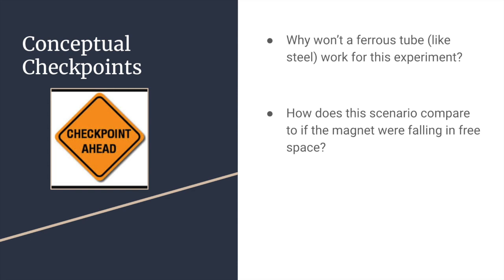And secondly, how does this scenario compare to if the magnet were falling in free space? The only difference between this and that is that the magnet would fall freely and would only have a downward gravitational force, whereas in this case, there was also an upward magnetic force.